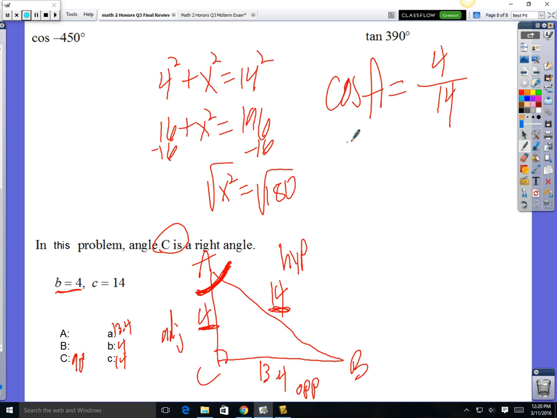Now undo the cosine. So do the inverse. Do the inverse. So inverse cosine of 4 over 14. A is going to be 73.4 degrees. Okay, so if this is 73.4, just do 180 minus 90 minus 73.4, and this is going to be 16.6.